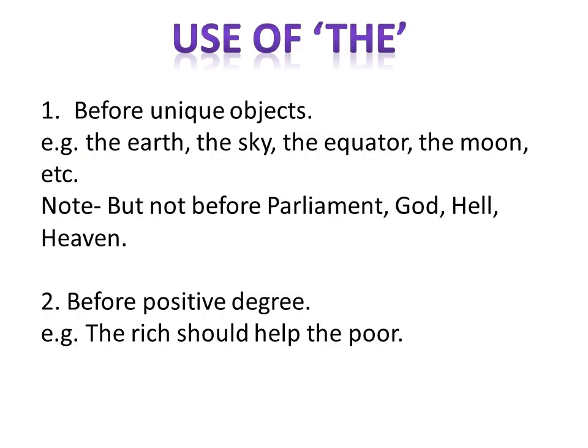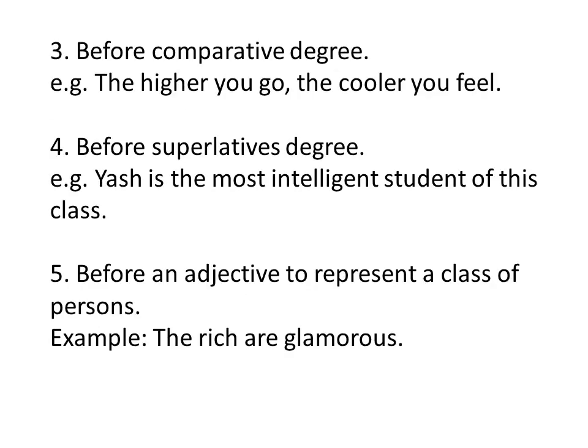Now, use of the. The is used before a unique object. For example, the earth, the sky, the equator, the moon, etc. But not before parliament, God, hell, heaven. Parliament, God, hell, heaven are also unique objects, but in this case we don't use the. Now point number 2, before the positive degree. For example, the rich should help the poor. Point number 3, before the comparative degree. For example, the higher you go, the cooler you feel.